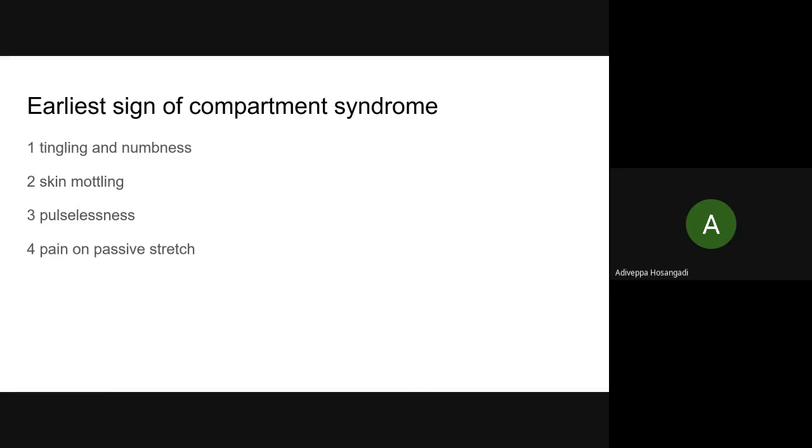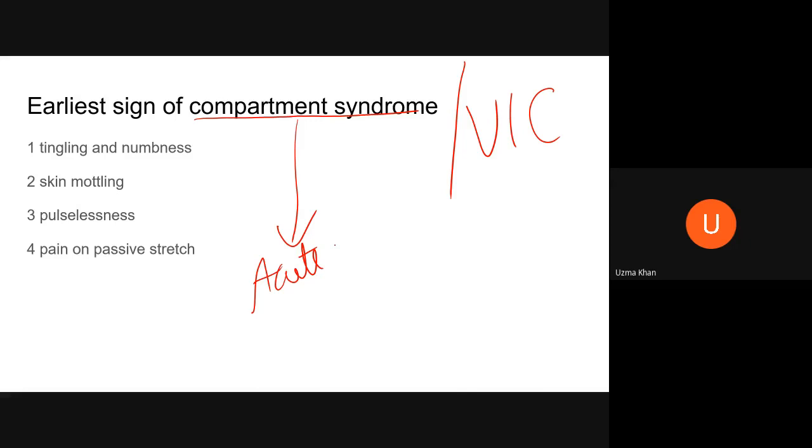Sir, in Volkmann's ischemic contracture also, pain on passive stretch is the earliest sign. Yes. You should understand the difference: compartment syndrome is in an acute setting. Volkmann's ischemic contracture is a complication of compartment syndrome. Remember this.